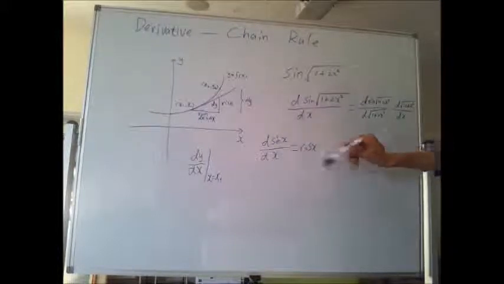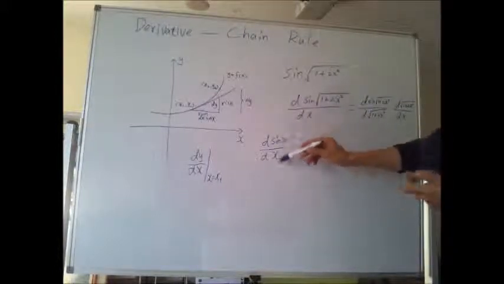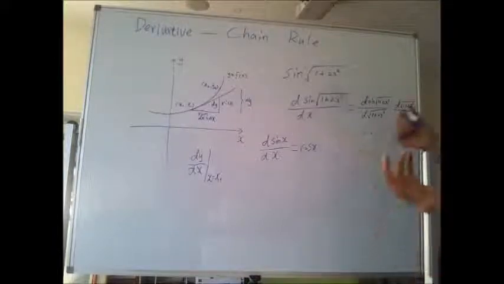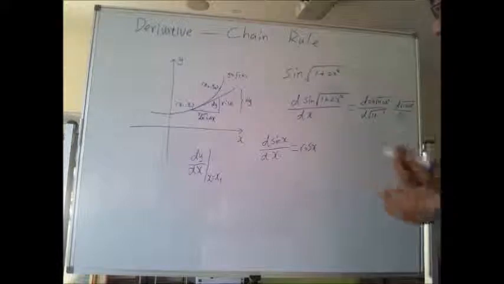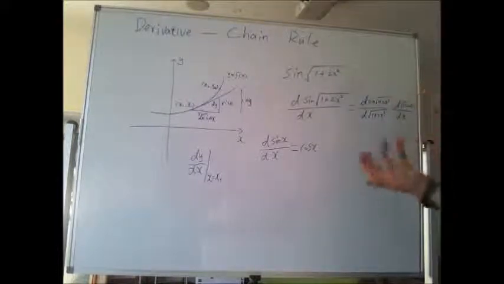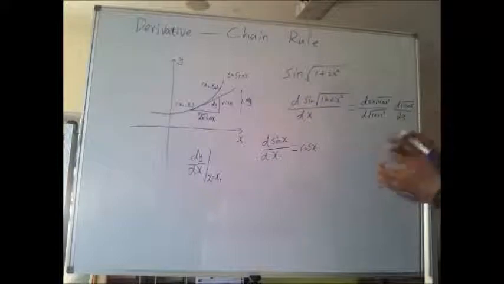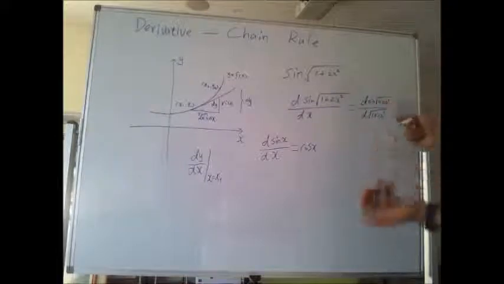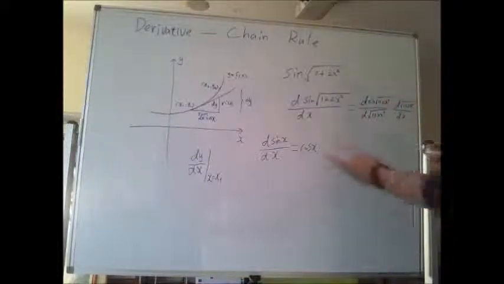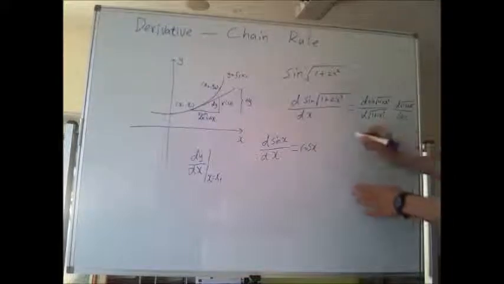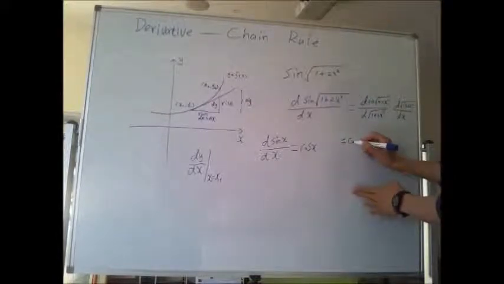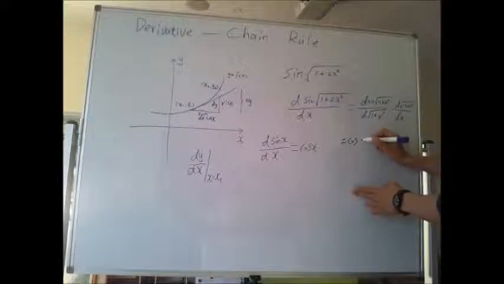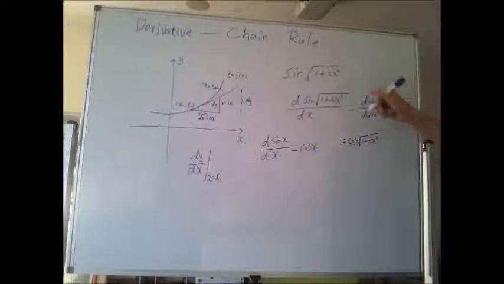d sine x over dx equals cosine x. Here, what is x? x is just a variable. It can be anything. Certainly it can be square root 1 plus 2x squared. It is a box. You can fit anything inside. Now we fit this square root inside, and what we are going to get is cosine of the square root of this whole thing. Yeah, that's what we got from this part.